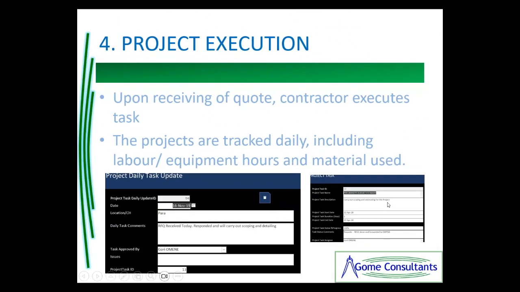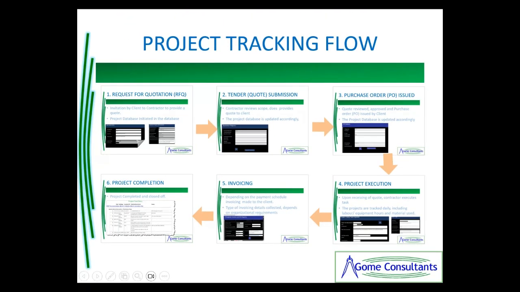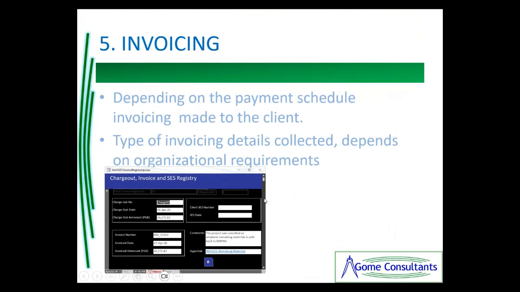The project tracking database is set up to track the daily progress of the projects. Daily diary including labor and machine hours and materials used can be tracked. The labor, equipment and materials have rates registered in the project tracking database from which costs can be easily generated. Invoicing can be done on the payment schedule agreed. There can be multiple invoices totaling up to the amount agreed on the purchase order. The type of information updated on the database will vary, depending on the requirements of the organizations.